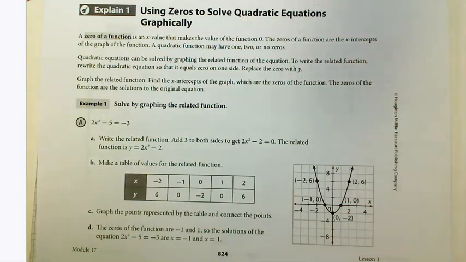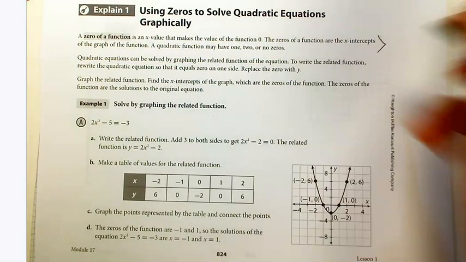Okay, now I'm on page 824, and it says a zero of a function is an x value that makes the value of the function 0. The zeros of a function are the x-intercepts of the graph of the function. A quadratic function may have 1, 2, or no zeros at all. Quadratic equations can be solved by graphing the related function of the equation, and to write the related function, rewrite the quadratic equation so that it equals 0, and then replace the 0 with the y, which is basically what we've been doing.